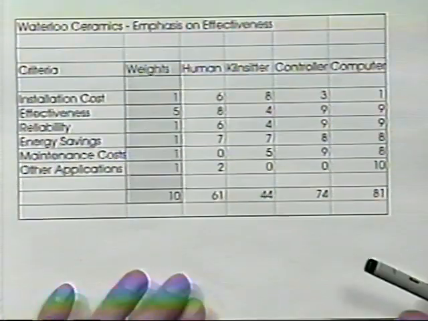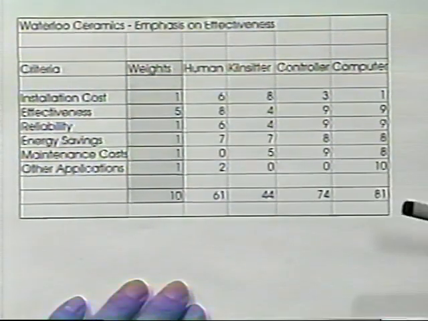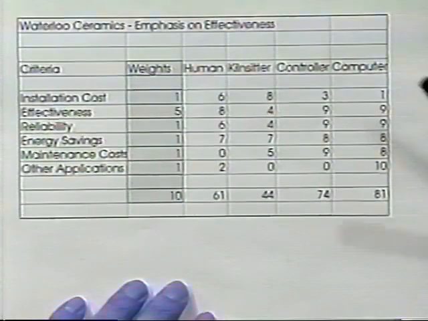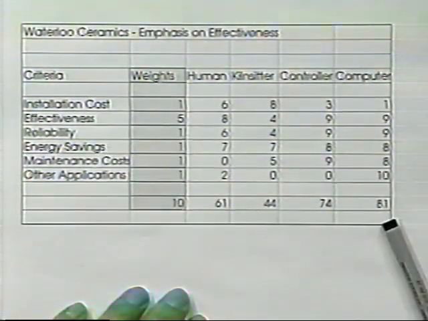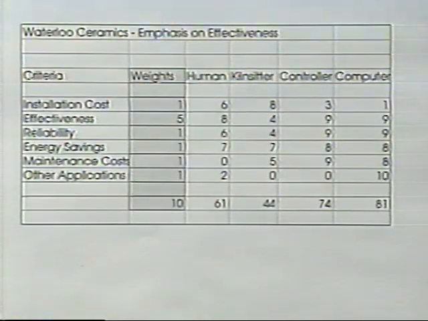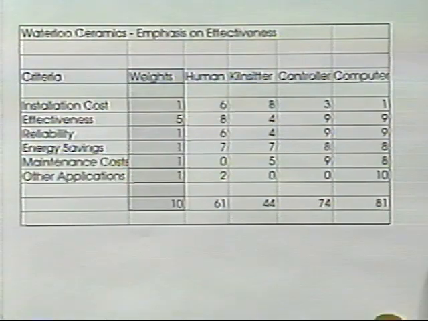One more example where I emphasize effectiveness. Here again, I chose effectiveness as 5 and spread the weights evenly through the other ones. I could have chosen a different number, but that was a convenient one. And here again, the computer turned out to be the highest scoring one. These kinds of changes are quite easy, of course, if we're doing this on a spreadsheet.